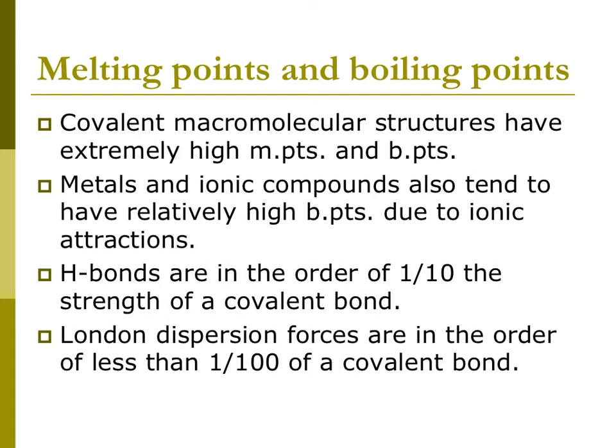Thinking back to the bonding from carbon and silicon, those giant networks were covalent macromolecules or large molecule structures. Those are going to have very high melting and boiling points because they're going to have very strong intermolecular attractions. Ionic compounds and metals with these free-flowing electrons and the lattice structures for ionic compounds, those are also going to have relatively high melting and boiling points because you do have those interactions between the positive and negative particles.